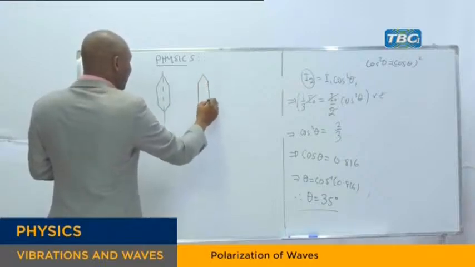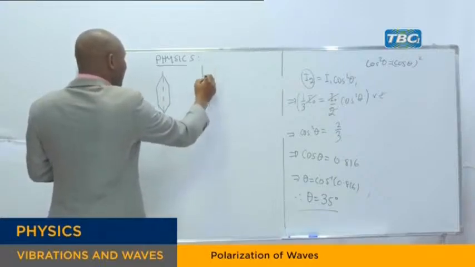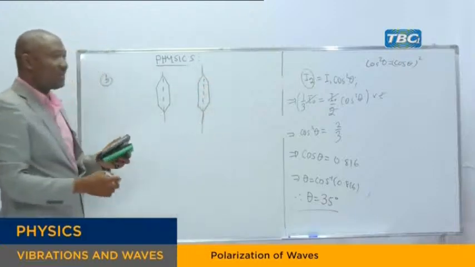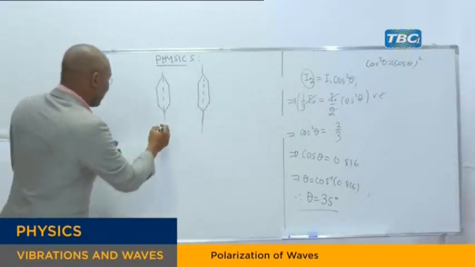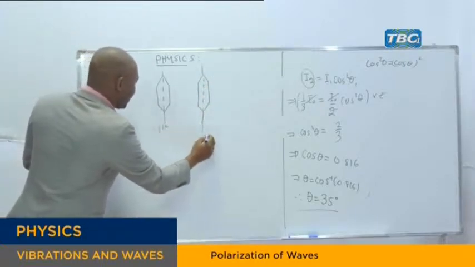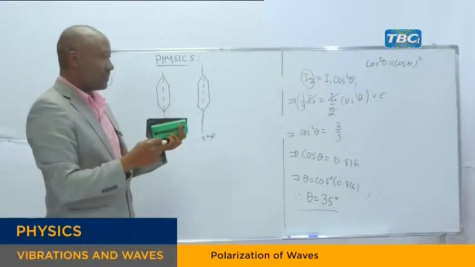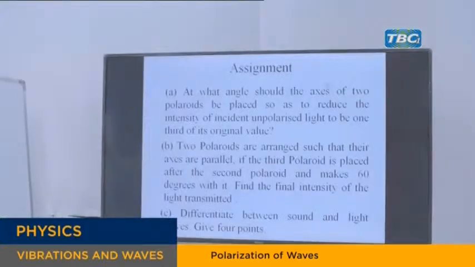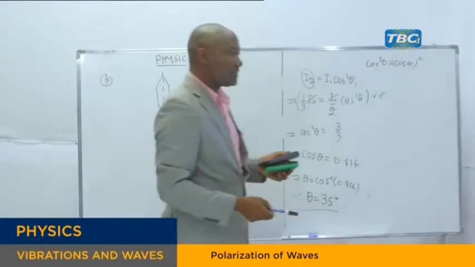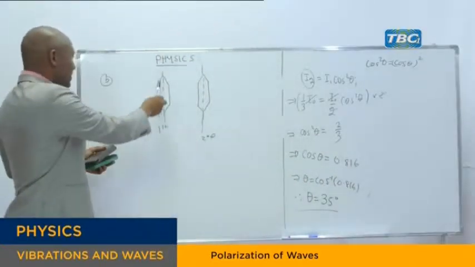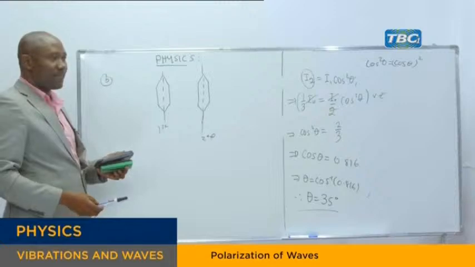Let's go together. You draw the line here. The transmission axes are parallel. The first one, the second, according to the question. The two polaroids are arranged so that the axes are parallel. We talk of the axis. We talk of the transmission. This is the transmission axis.